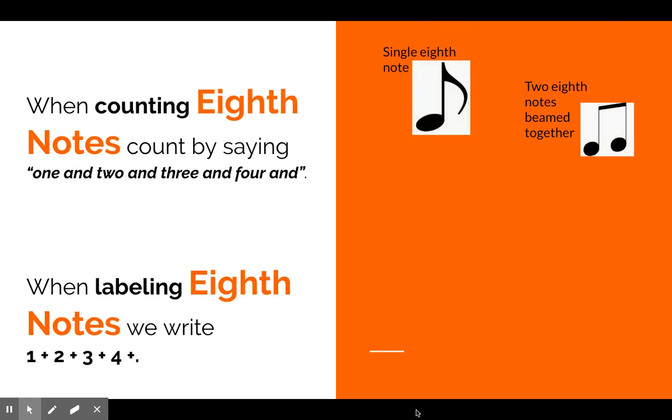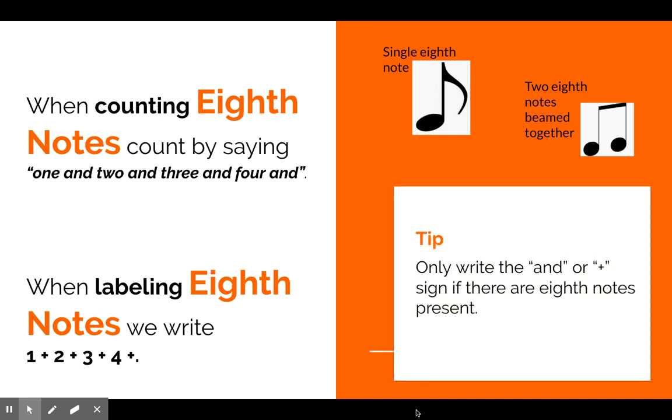When counting eighth notes, we say 1 and 2 and 3 and 4 and 1 and 2 and 3 and so on. When labeling eighth notes, we write 1 plus sign, 2 plus sign, 3 plus sign, 4 plus sign. By the way, only write the and or the plus sign if there are eighth notes present.